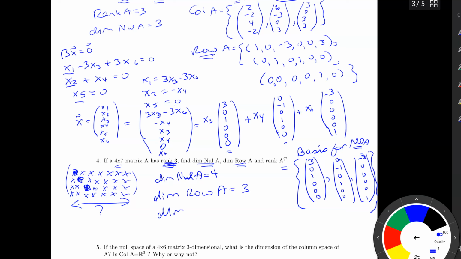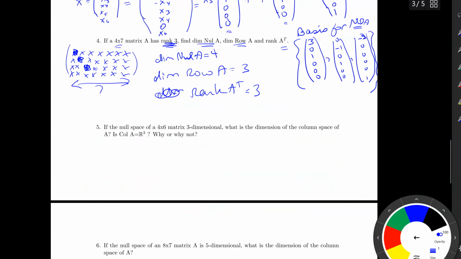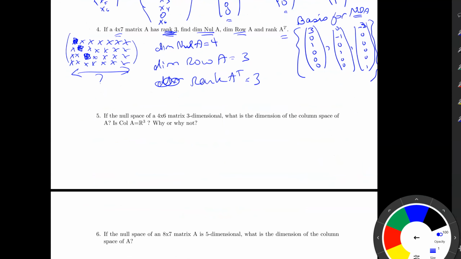And the dimension, or I'm sorry, not dimension, but rank of A transpose, that's a nice way of saying take the transpose and find the dimension of the column space. It's still going to be the number of pivots. So that's 3. All right, if the null space of a 4 by 6 matrix is 3-dimensional.